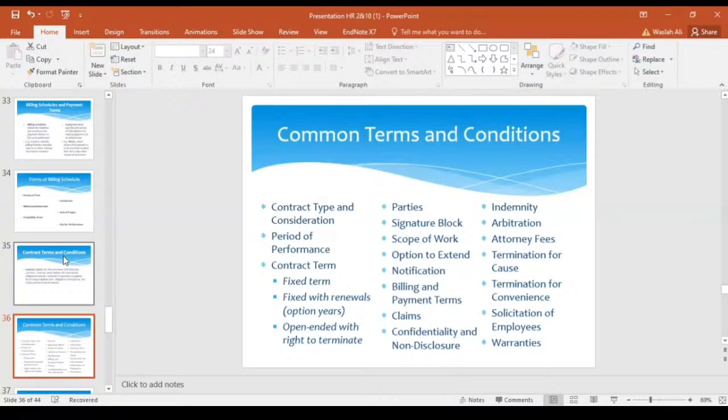Then we have confidentiality and non-disclosure. These terms include a dispute by one party based on interpretation of the contract obligations, which are resolved through these terms. If any party has any obligations with any contractor, then these obligations are resolved through these terms.